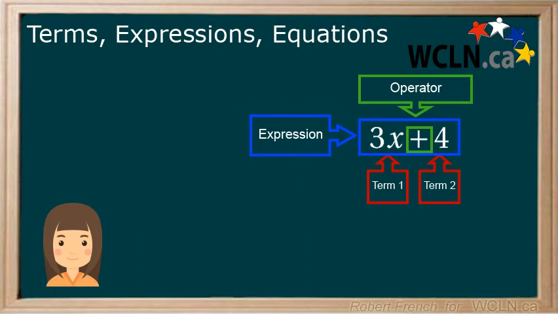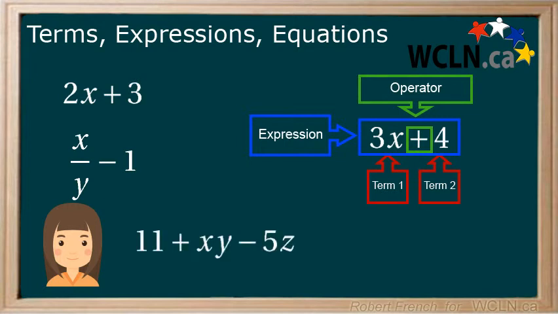Here are some examples. 2x plus 3 is an expression with two terms. x over y minus 1 is an expression with two terms. 11 plus xy minus 5z is an expression with three terms.